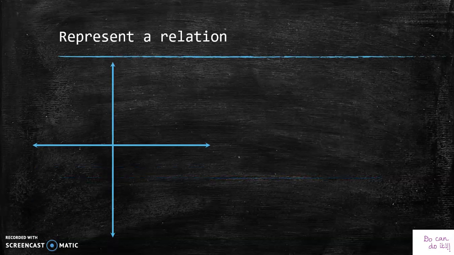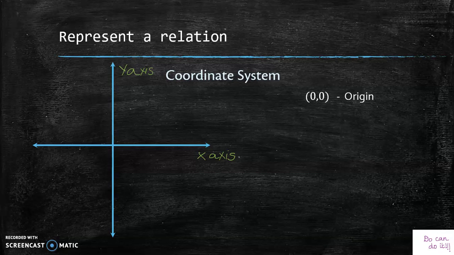So we are aware of this graph, right? What is this? This is x-axis and this is y-axis. We have learned this in the previous grades. This is x-axis and this is y-axis. X-axis and y-axis together is called coordinate system. So, how do we represent a relation in a coordinate system?